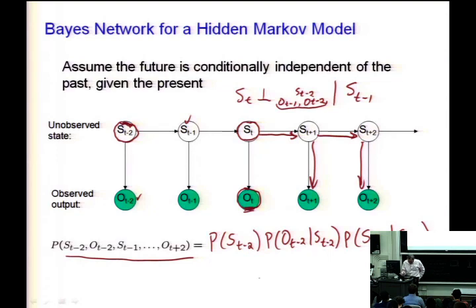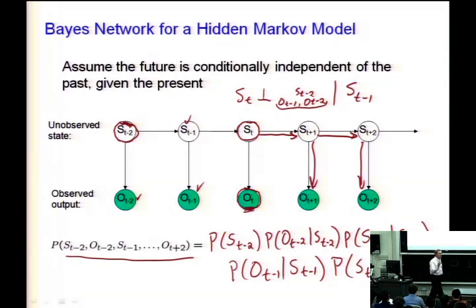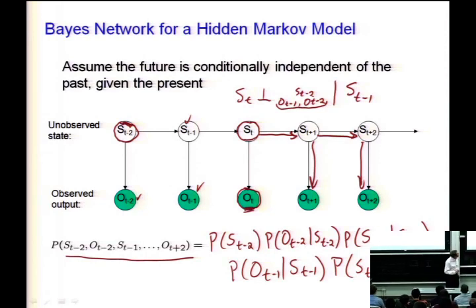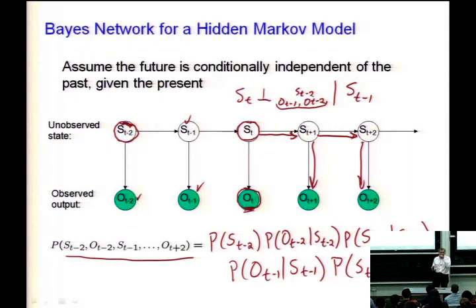And then what's the next term if I want to write down this one? It's the probability of O of t minus 1 conditioned on just its immediate parent. So this breaks down into a beautiful set of very simple two-variable distributions, right? So that's a hidden Markov model. We'll have a lot more to say about it.